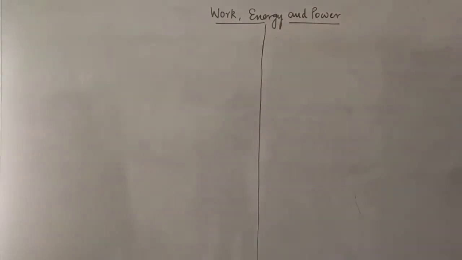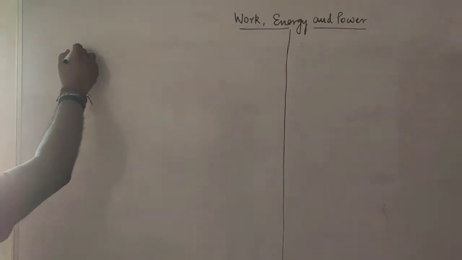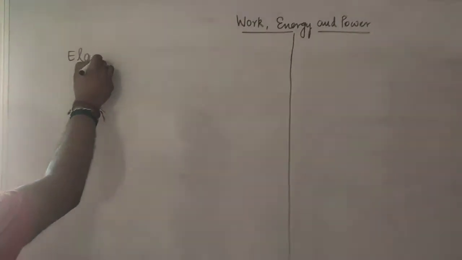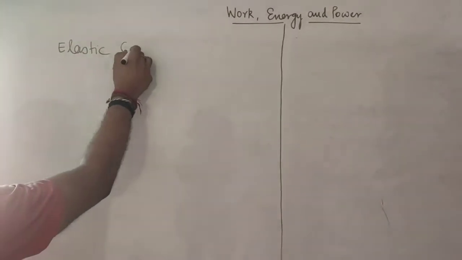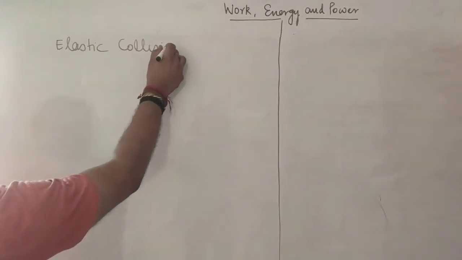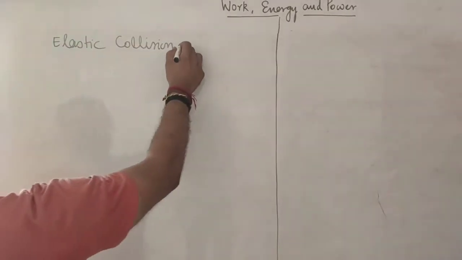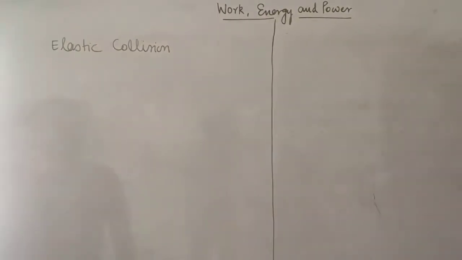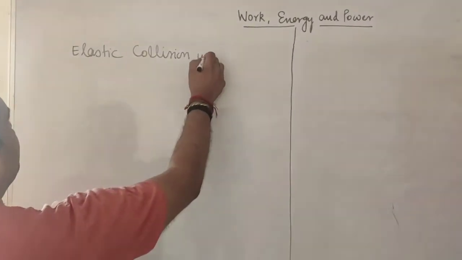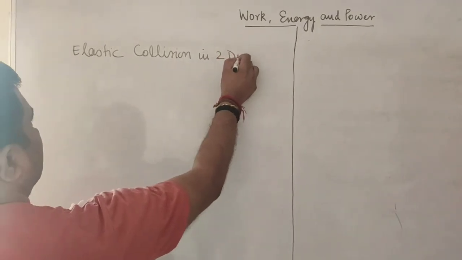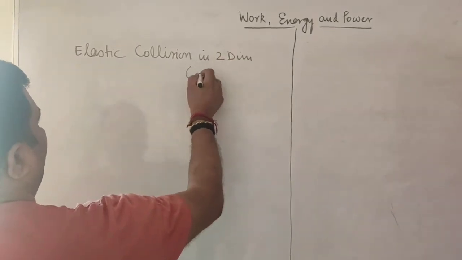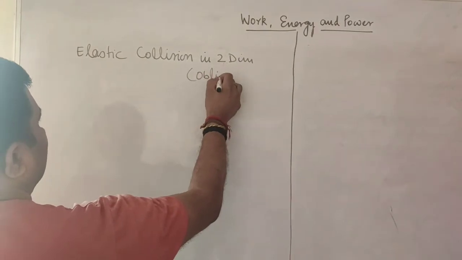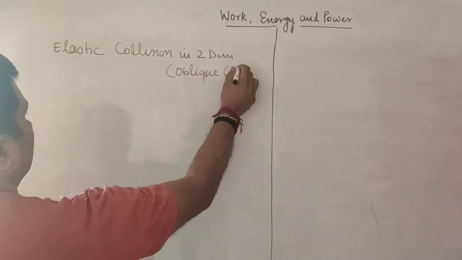To another last topic of this chapter, elastic collision. Elastic collision in two dimensions, that is oblique collision at an angle. Oblique collision.